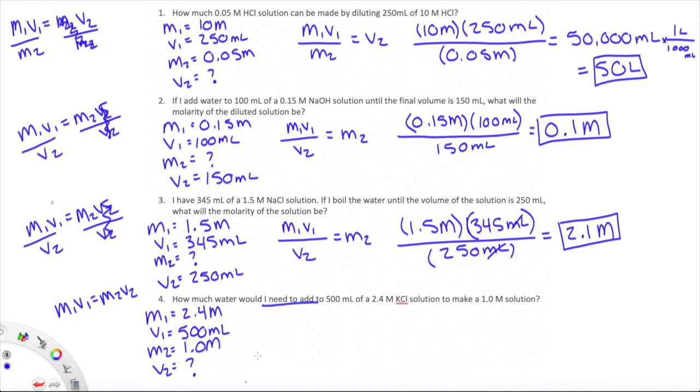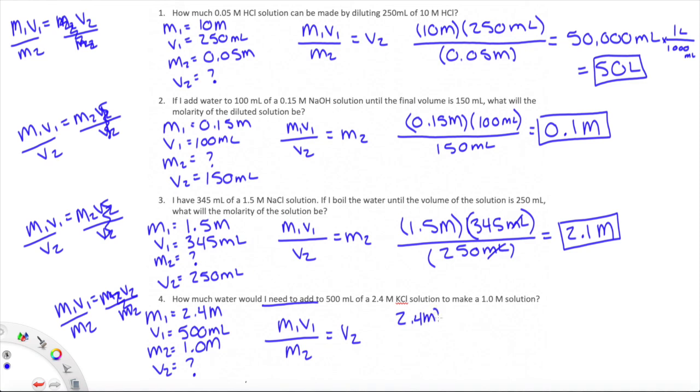So let's go ahead and solve for V2 real quick. I need V2 by itself, so I'm going to divide both sides by M2. M2 is going to cancel out. And my new equation is M1 V1 over M2 equal to V2. I'm going to plug that in.